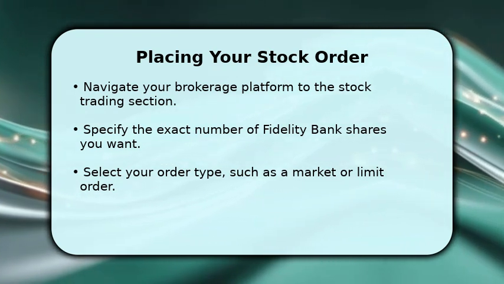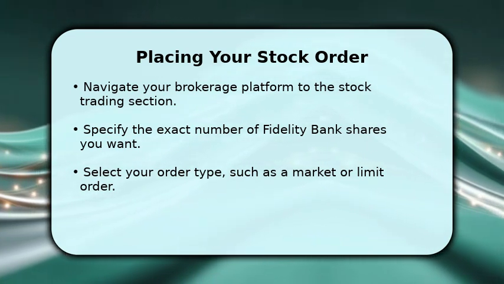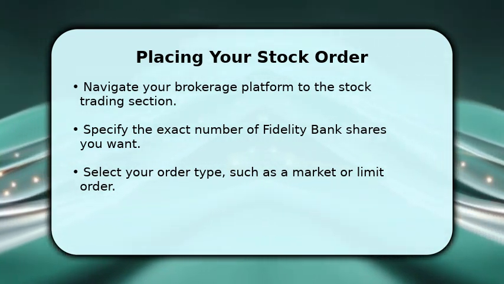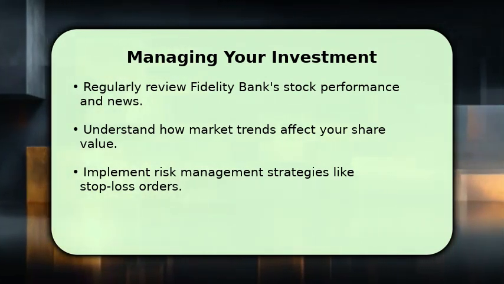Finally, choose your order type. A market order executes immediately at the best available price, while a limit order lets you set a specific price you're willing to pay. After purchasing your shares, it's important to monitor your investment.